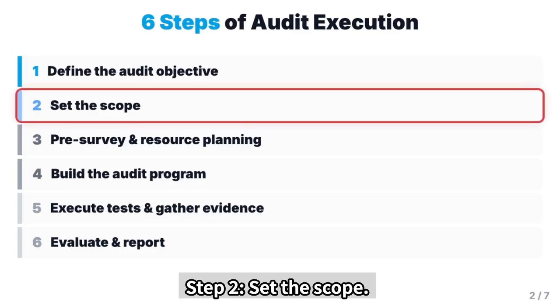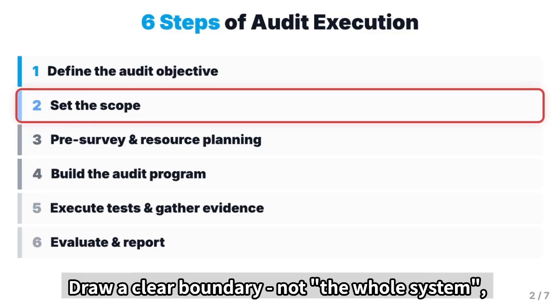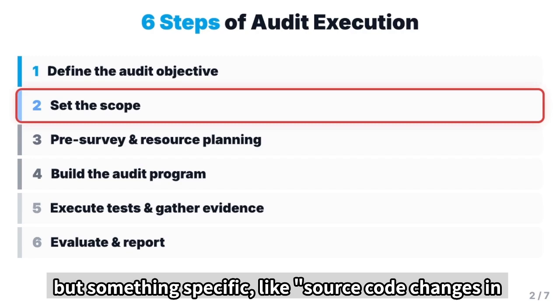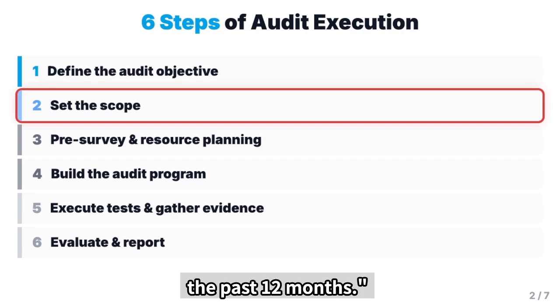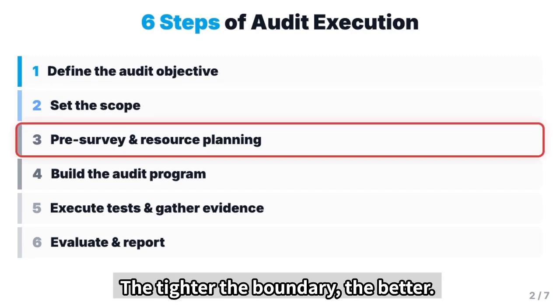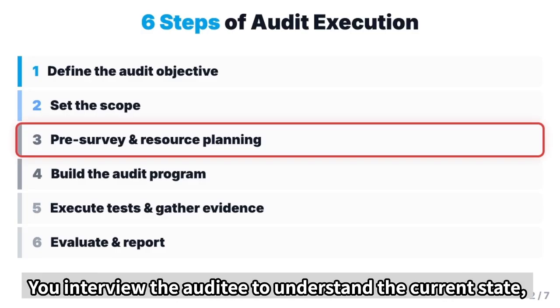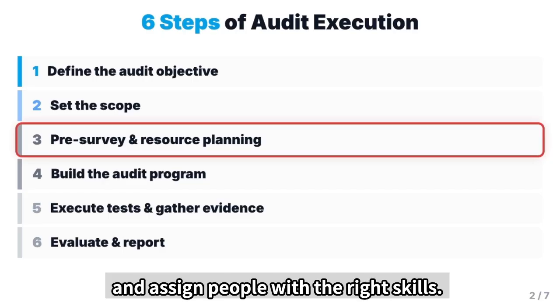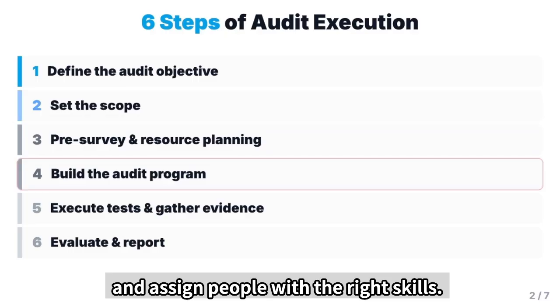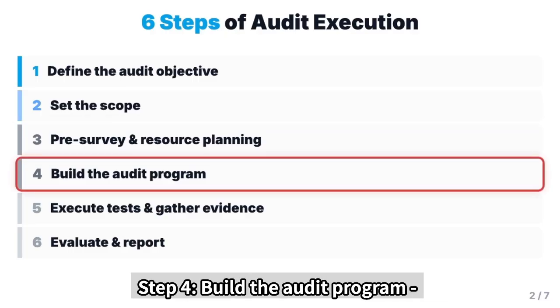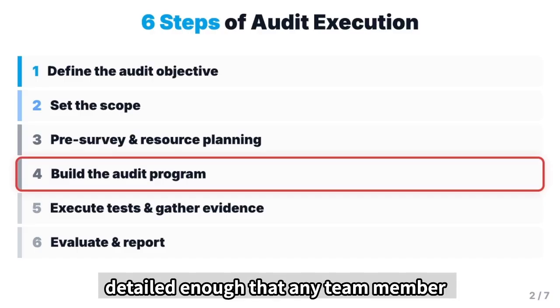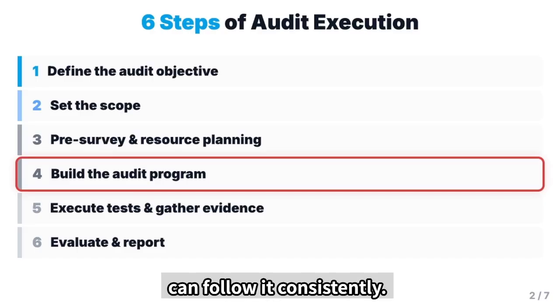Step 2. Set the scope. Draw a clear boundary, not the whole system, but something specific like source code changes in the past 12 months. The tighter the boundary, the better. Step 3. Pre-survey and resource planning. You interview the auditee to understand the current state, estimate the effort, and assign people with the right skills. Step 4. Build the audit program. Your step-by-step test playbook, detailed enough that any team member can follow it consistently.